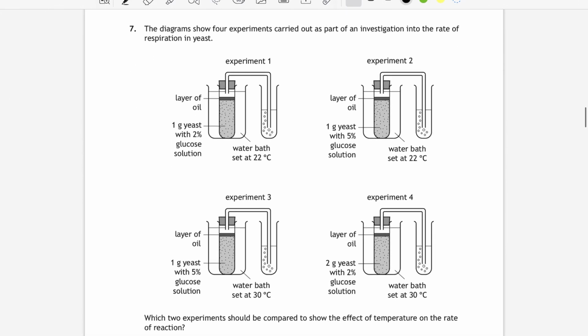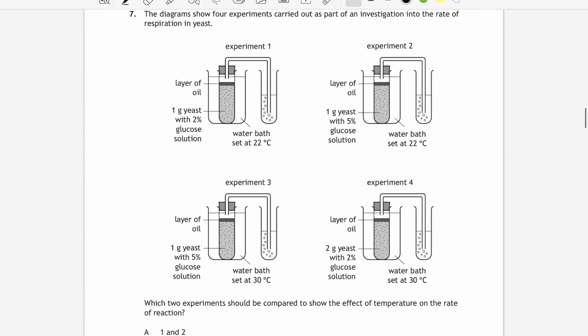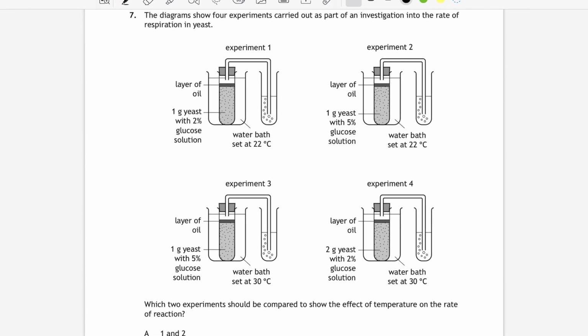Okay, number 7. The diagrams show 4 experiments carried out as part of an investigation into the rate of respiration in yeast. So you've got 4 experimental setups there. My suggestion to you right now is to actually just pause the video and have a look over these experimental setups and the answers and see what you can come up with.